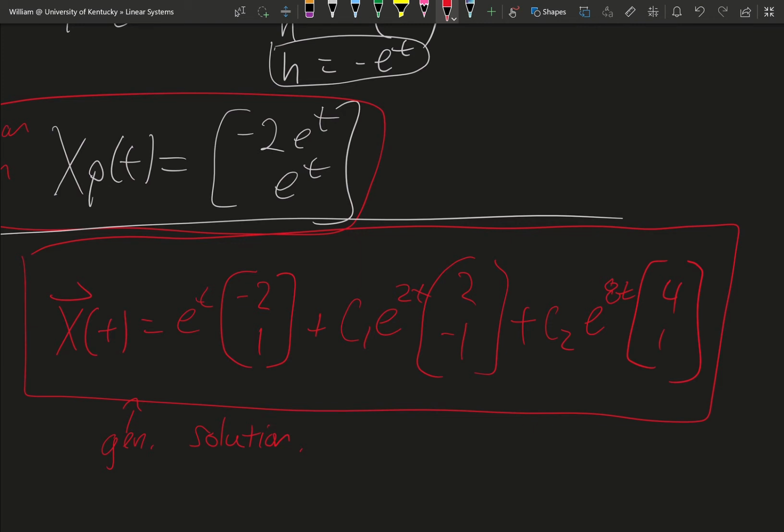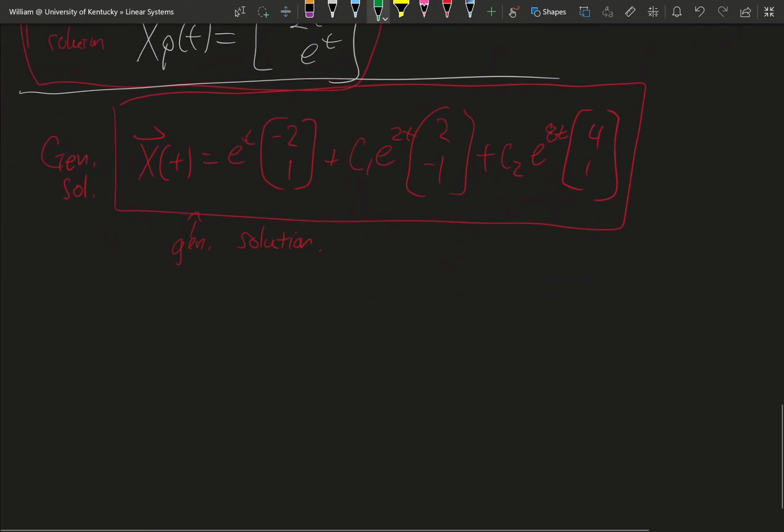All right. So let's look now at a slightly more complicated one.